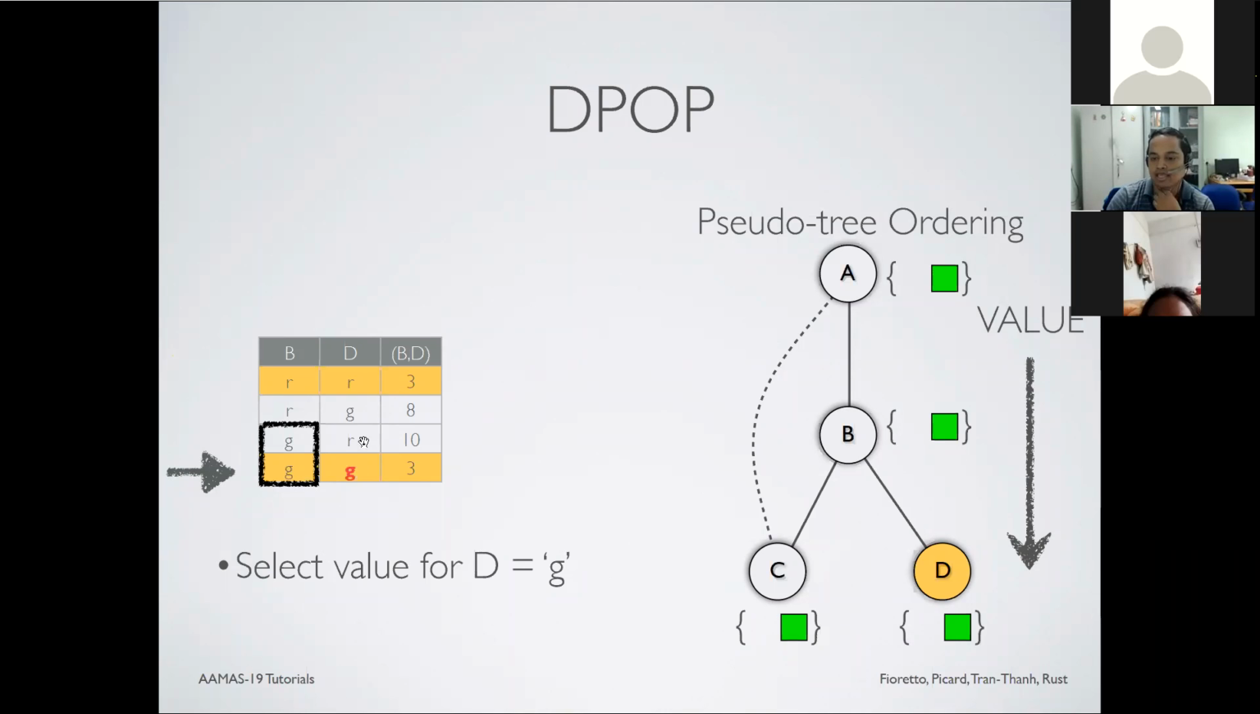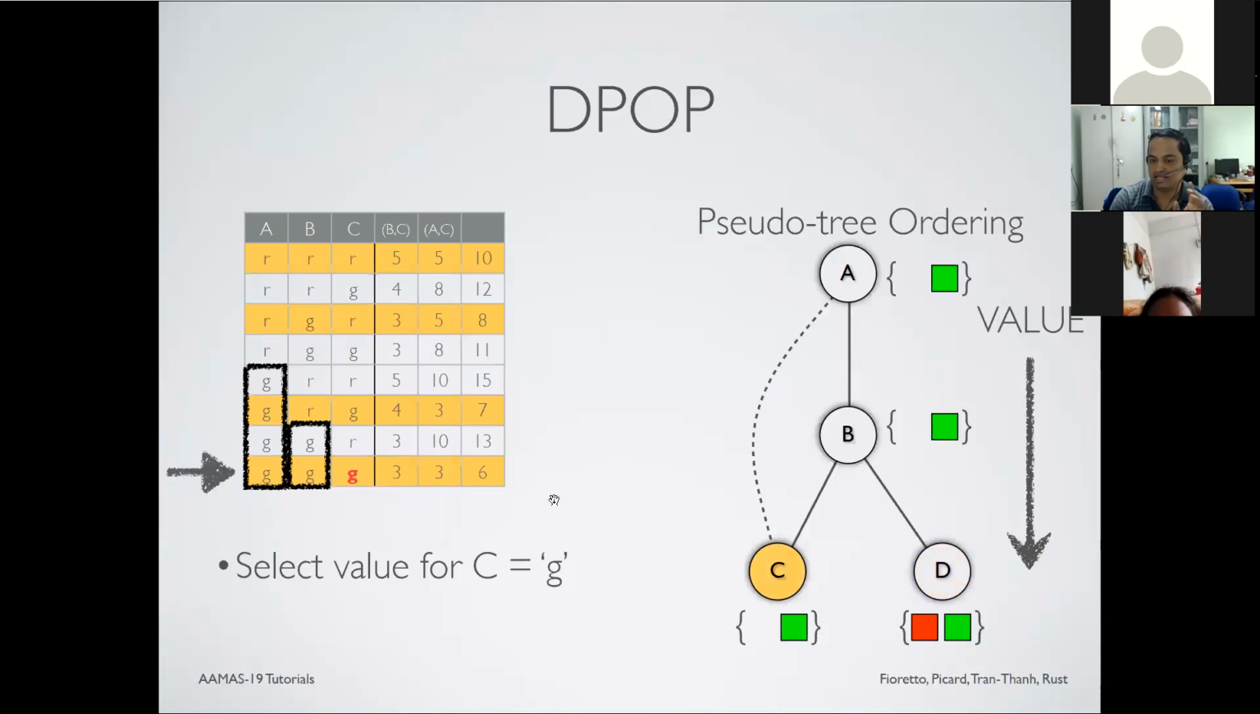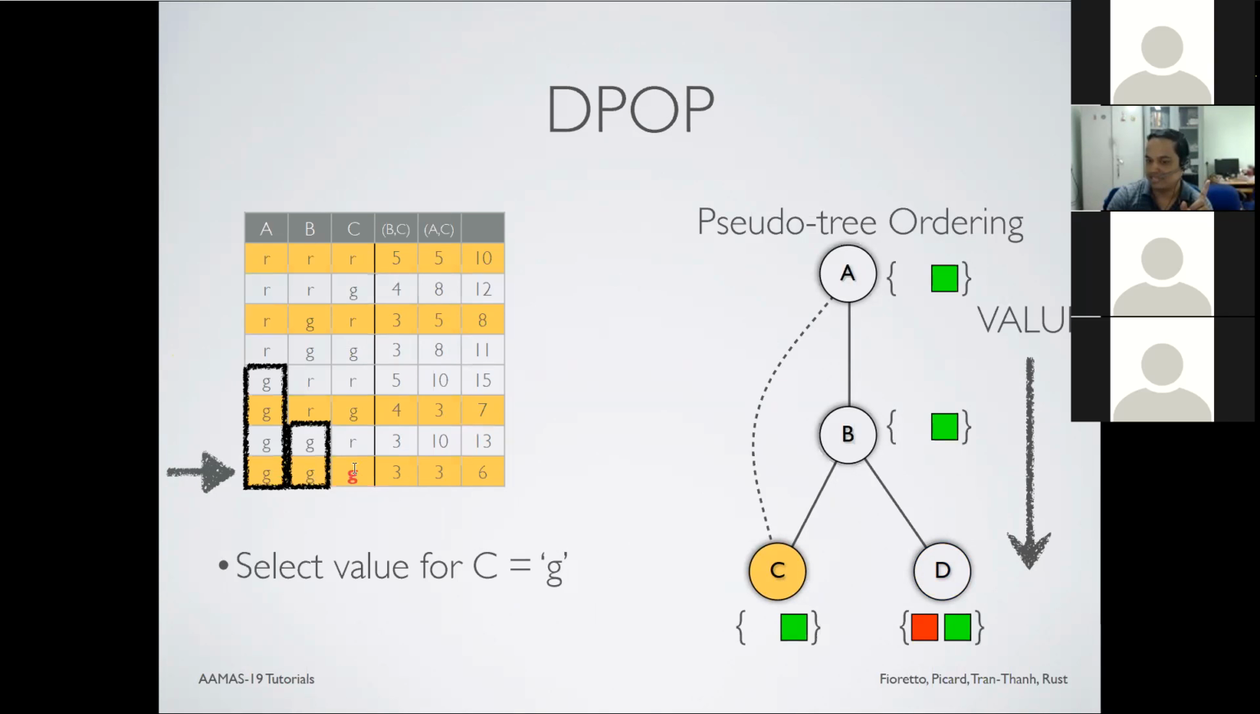So you see, if B is green, he can choose either red or green, but only the green can give you the minimum value. So that's why we are choosing D as green. That is the idea. If both A and B are green, C can be red or green, but only the green can give you the minimum value. That's why we are choosing C as green.